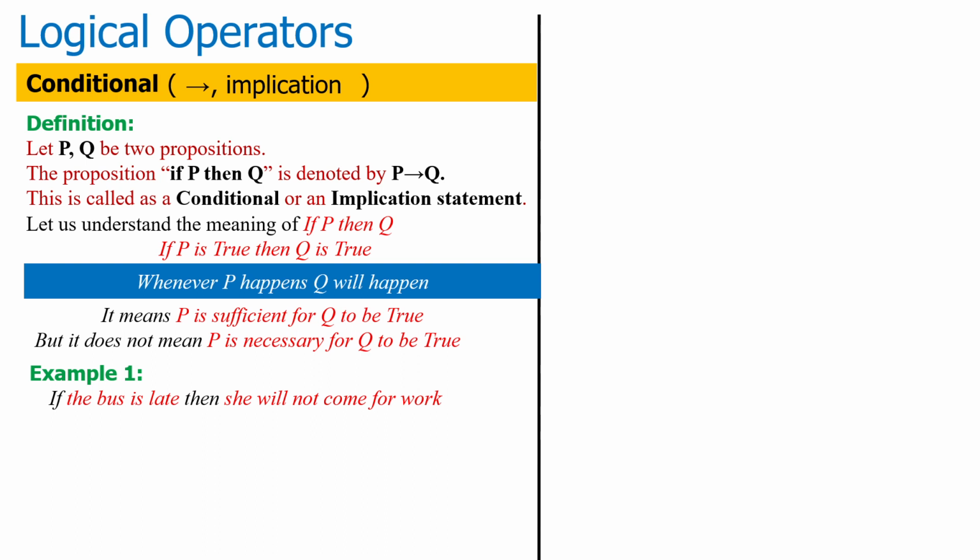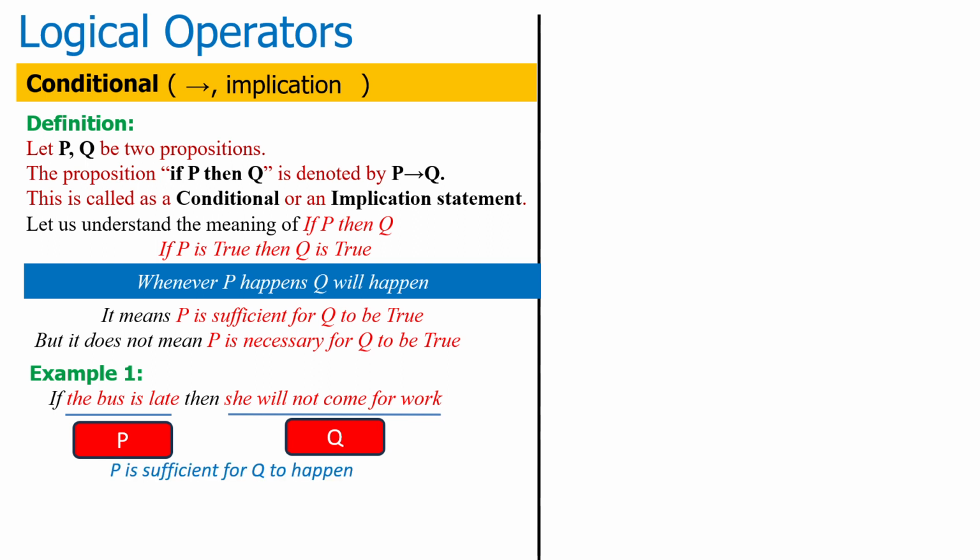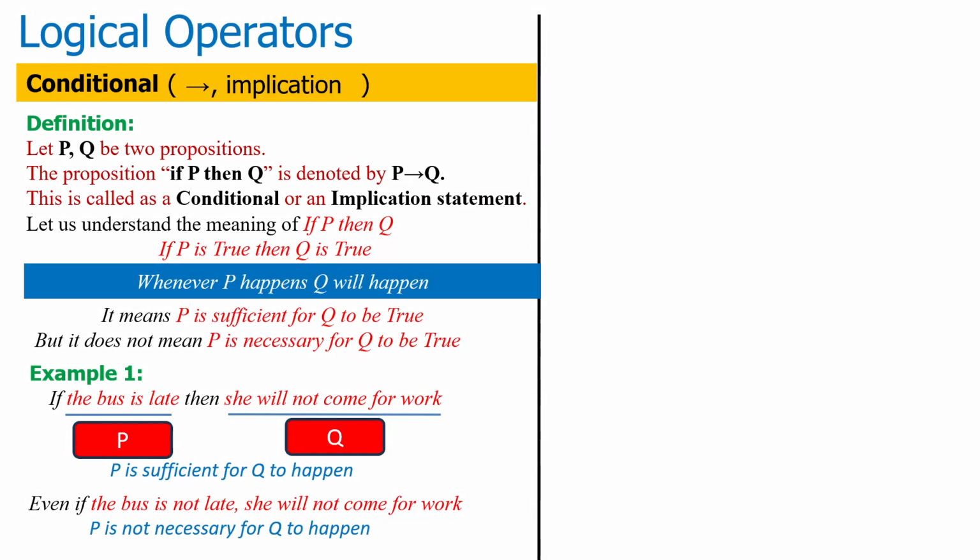If the bus is late, then she will not come for work. This statement is in the form of if P, then Q. If the bus is late, then she will not come for work. That's what we mean when we say P is sufficient for Q to happen. But sometimes, even if the bus is not late, she will not come for work. Maybe she is sick, or maybe she is having some other appointments. That's why we say P is not necessary for Q to happen.